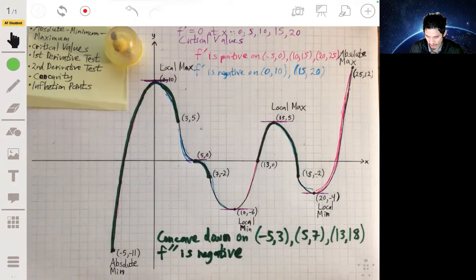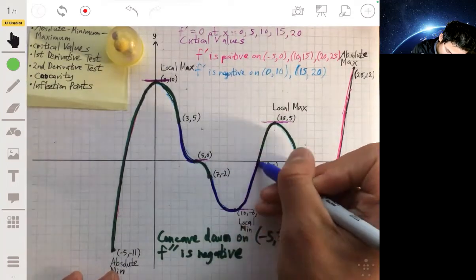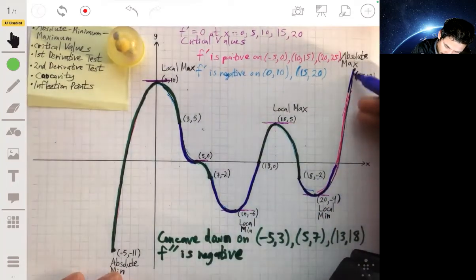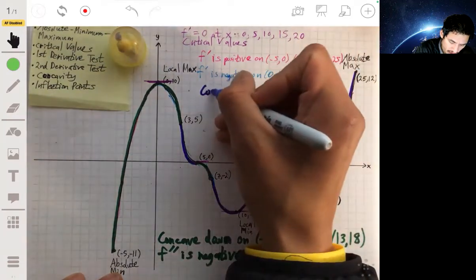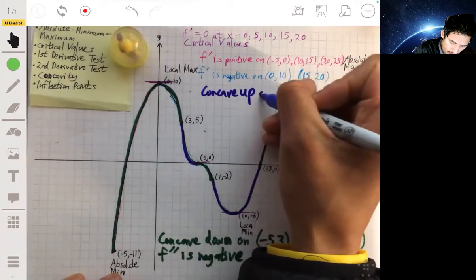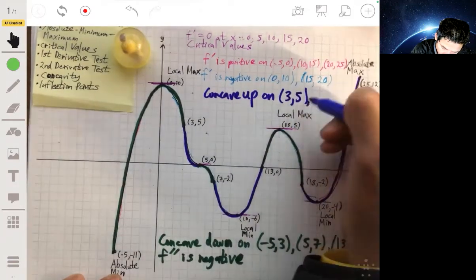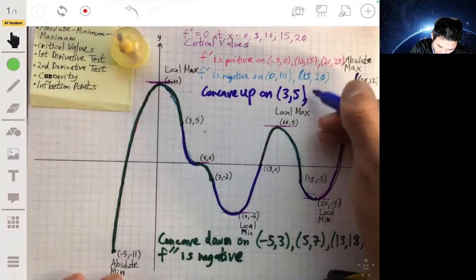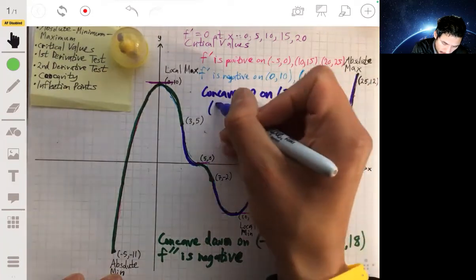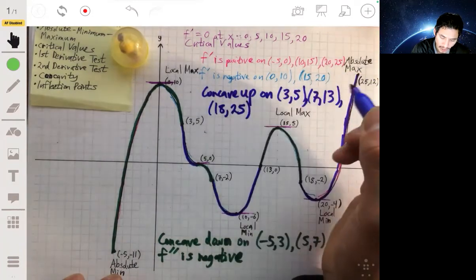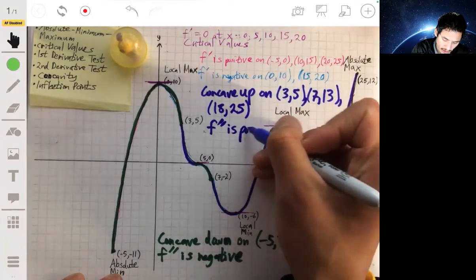Now the opposite of that is when it's concave up. So it's concave up here, and concave up on the rest. So when it's concave up, the second derivative is positive. So then we could say concave up on 3 to 5, 7 to 13, and then 18 to 25. And that's also going to be when the second derivative is positive. That's when greater than 0.